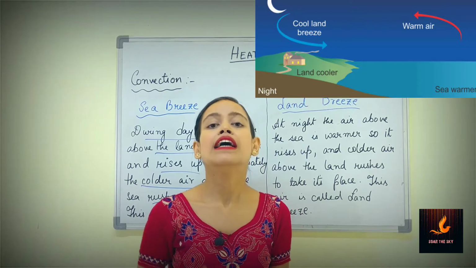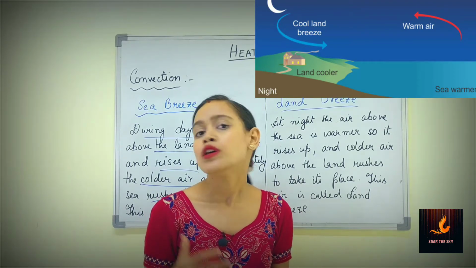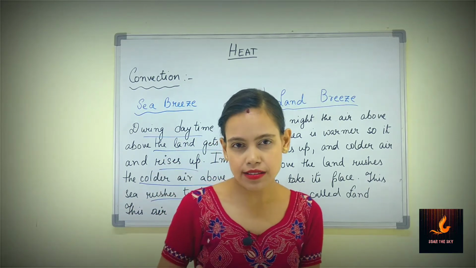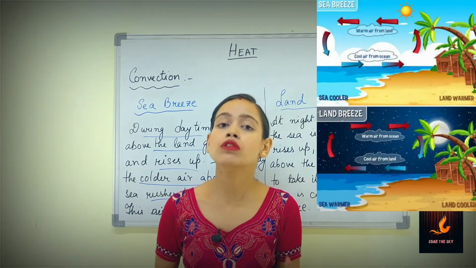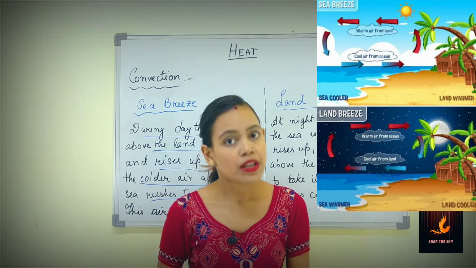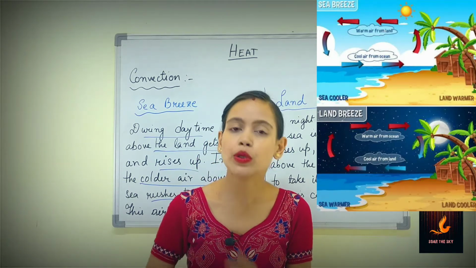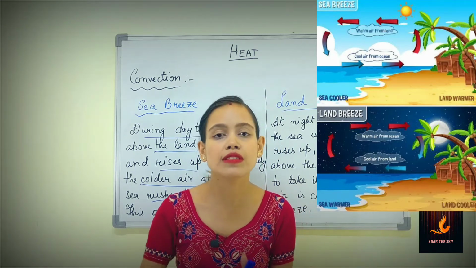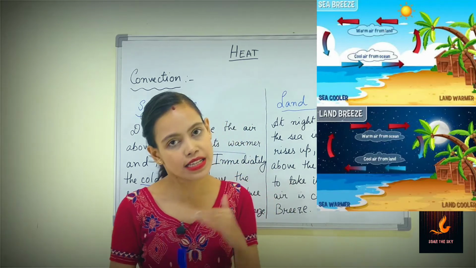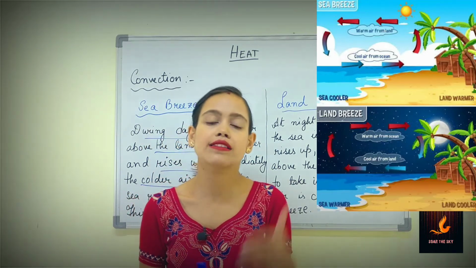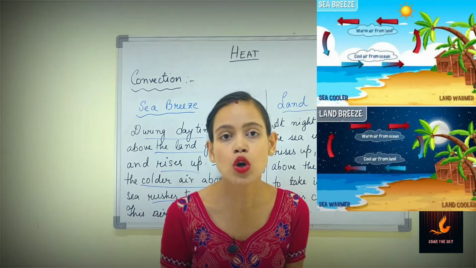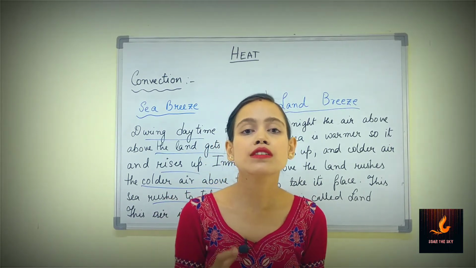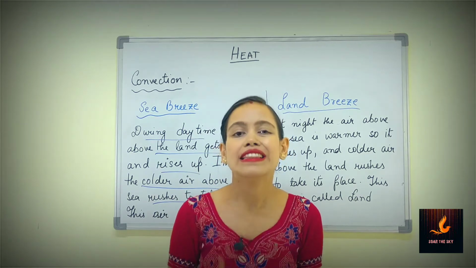What happens is the land gets hotter faster than the sea, but it cools down faster than the sea as well. The water takes time to heat up, and it also takes more time to get cooled down, to lose that heat. Comparatively, the land gets heated up faster and gets cooled down faster as well. So here what happens is during the night time, the land loses its heat way faster than the sea.